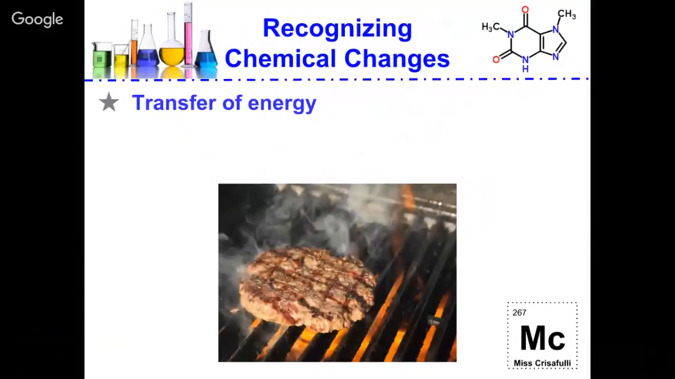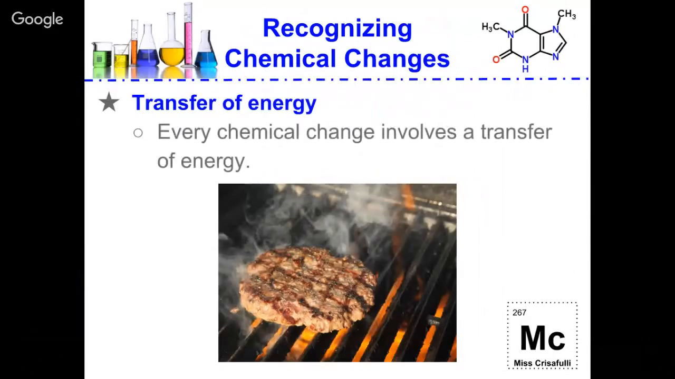So the first one we said was transfer of energy. Every chemical change involves a transfer of energy. If we look at this picture, we first put on a raw piece of burger, a raw piece of beef. The propane in the tank was lit on fire, so that is releasing heat in a combustion reaction. That heat is transferring to the burger and is cooking the raw beef to make our burger cooked. That would be an example that a chemical change is happening.